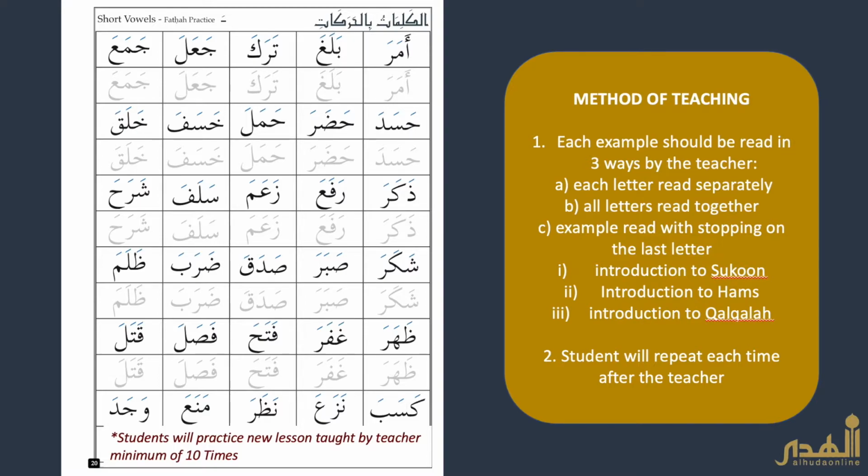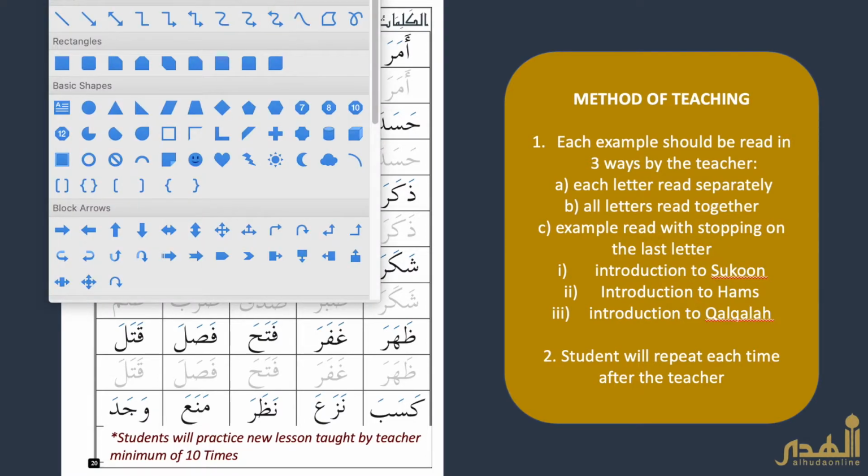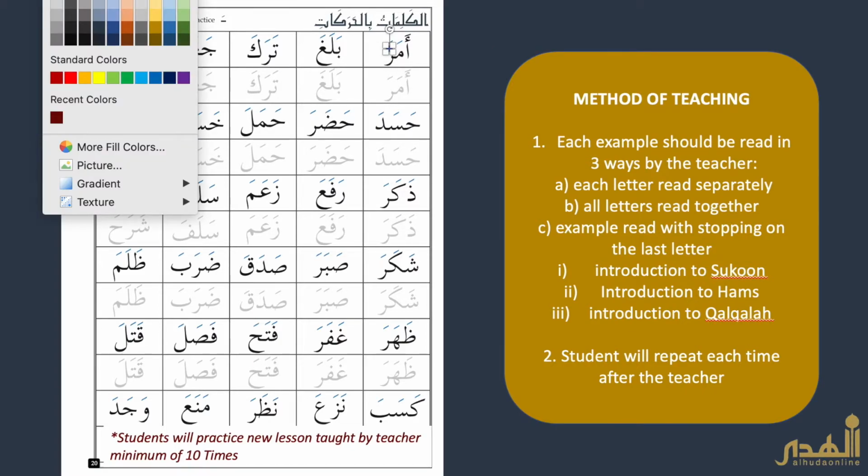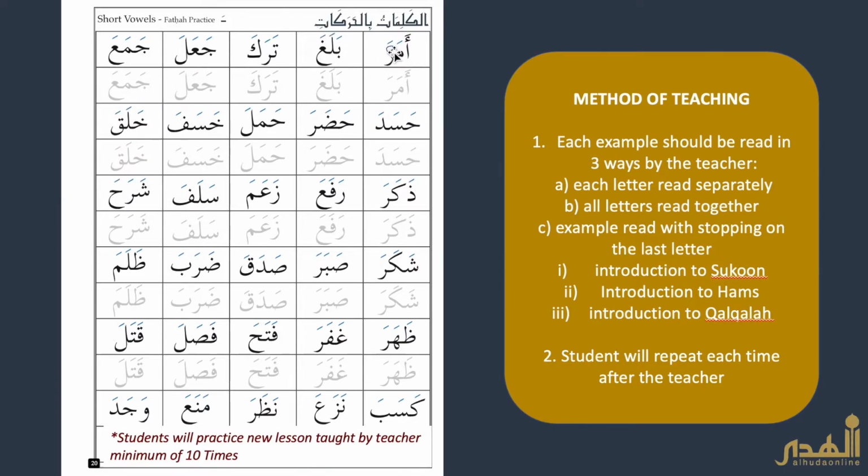The way it's done is that you have to remove the haraka when we're stopping. So when we're stopping on the ra, it will not have any haraka on it. That's just the way we stop on the word. So you can actually show them how to read it without a haraka. So now when we're stopping, there is a sukoon on the ra, and the sukoon basically refers to that there is no haraka on that letter.